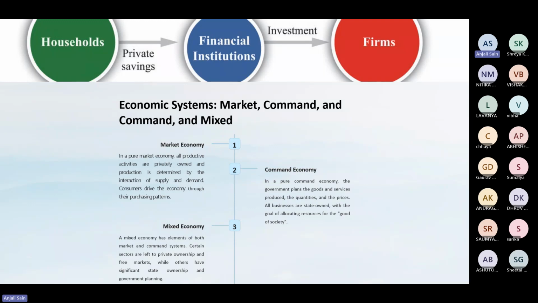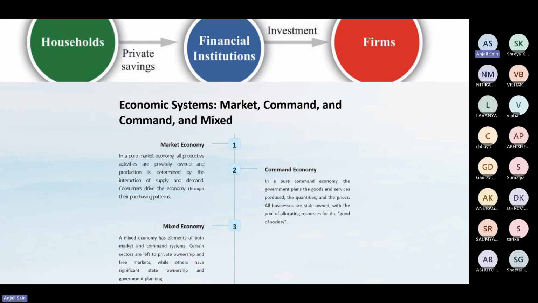In a market economy, most of the players in the market are private. All are private players, and on what basis is my production happening? On the basis of the interaction of supply and demand. On what basis will I judge my production? Based on the demand for my product in the market, I will manufacture my product. So my production is dependent on the purchasing power of the consumer. This is the market economy.